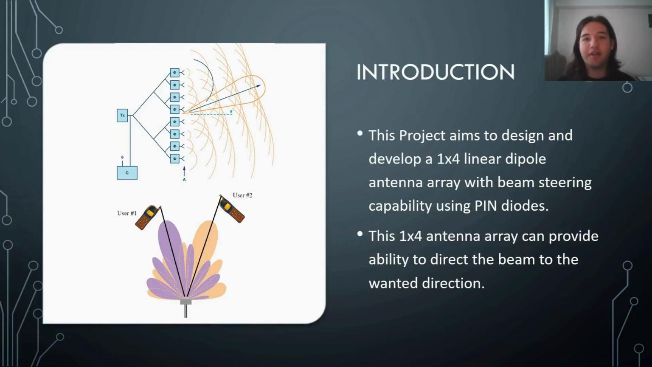Our project is named Electronically Configurable Antennas. It means that we can direct the RF signals to the wanted direction, like phased array systems. But unlike the phased array systems, our antennas are not always active. The beam direction is controlled by activating different configurations of antennas.